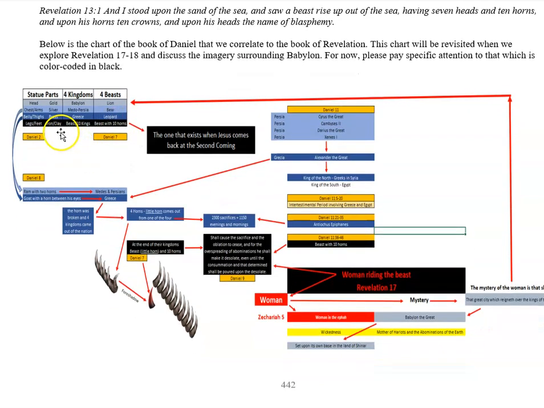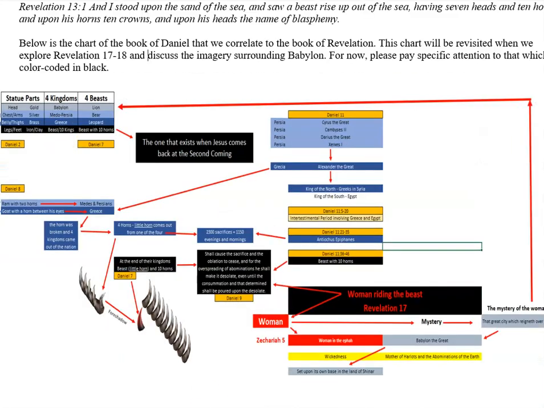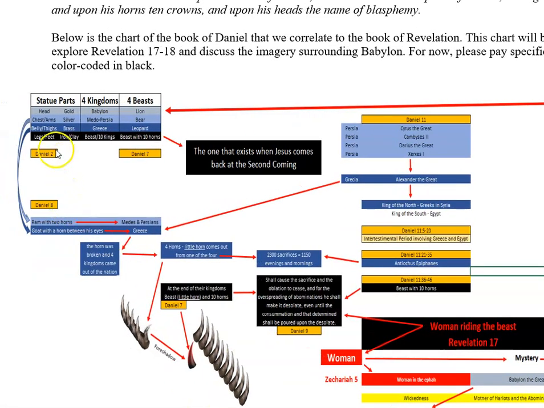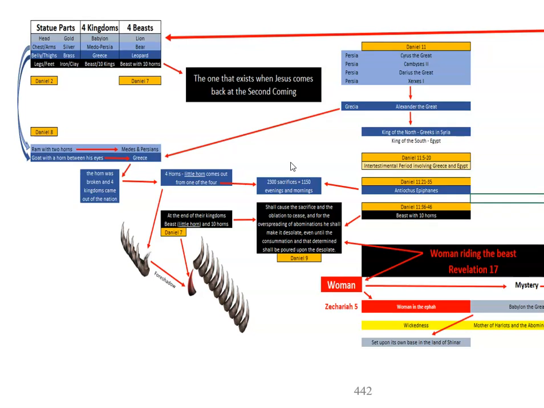So what we have here is, I'll make this a little bigger, this statue from Daniel 2, the legs of iron and the feet of iron and miry clay. It's the beast with 10 kings, and that's the beast with 10 horns, which is from Daniel 7. So Daniel 2 and Daniel 7 give us the same imagery, and that is the one that will exist when Jesus comes back at the second coming, which we already learned.